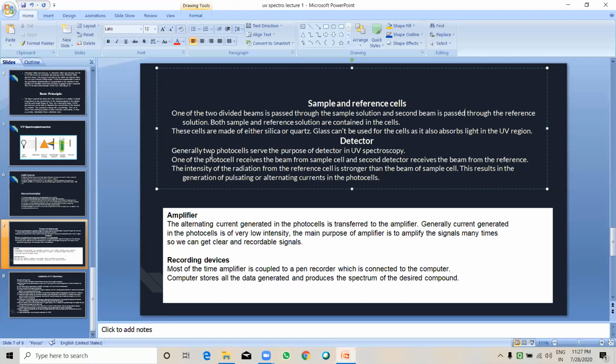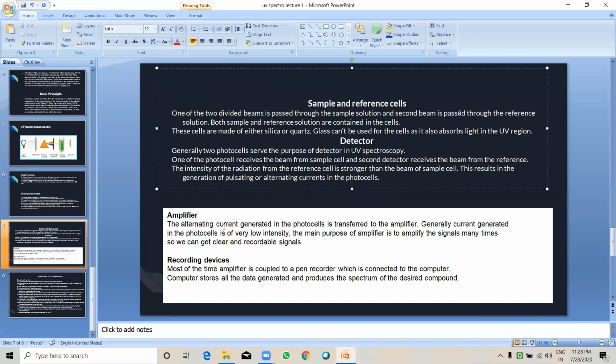Detector. Generally, two photocells serve the purpose of detector in UV spectroscopy. One of the photocells receives the beam from the sample cell and the second detector receives the beam from the reference. The intensity of the radiation from the reference cell is stronger than the beam of the sample cell. This results in the generation of pulsating or alternating currents in the photocell.